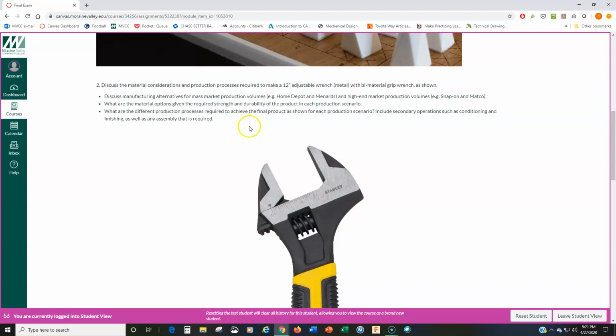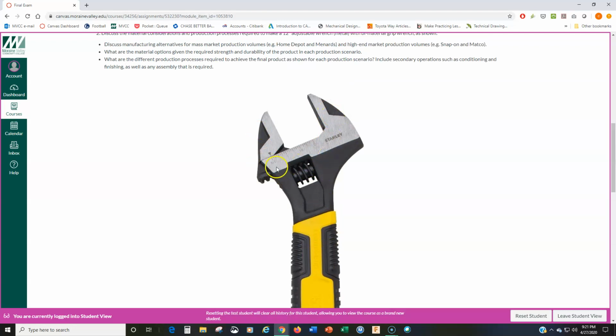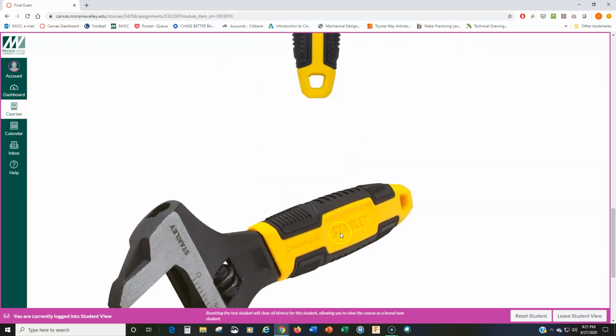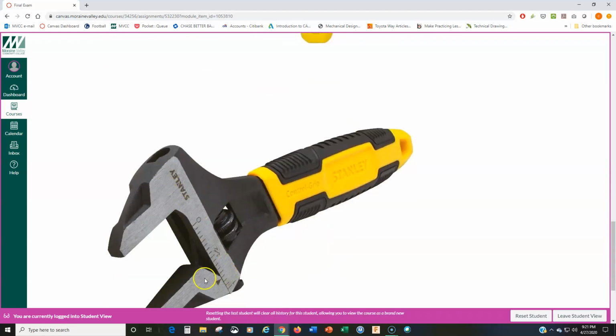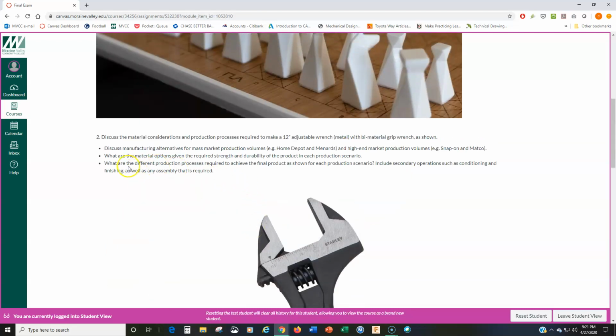And then the third question here is what are the different production processes required to achieve the final product? Now, that's why I gave you this design, because the design is very concrete. It's very detailed here. You can see everything. You can see the shape, and you can infer very accurately really what production processes are required to achieve this. So that's what I'd like for you to do.